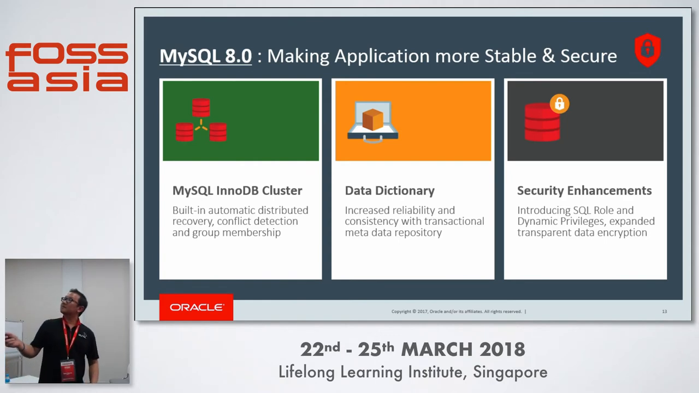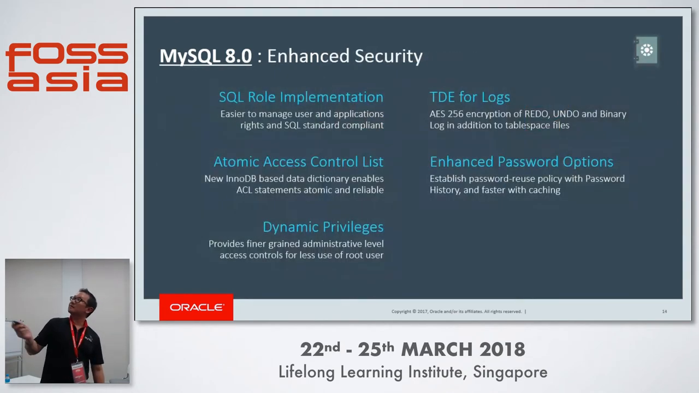So, data dictionary and security enhancements like roles and dynamic privileges, which are more granular privileges, and transparent data encryption. I think there is another slide on that.